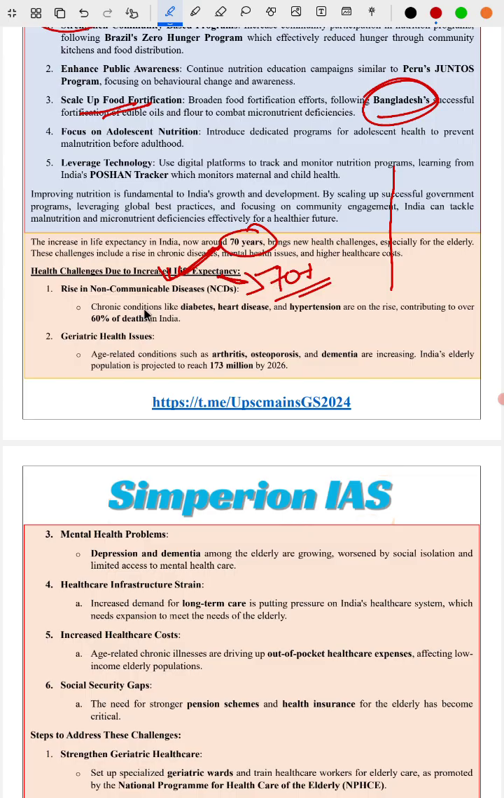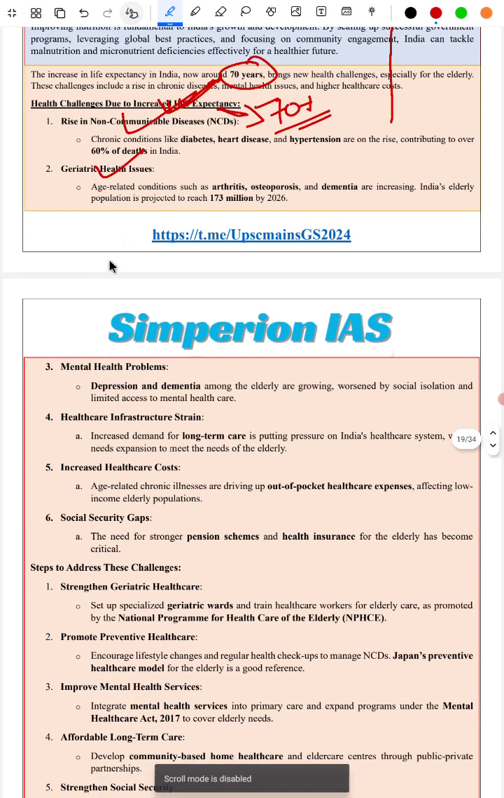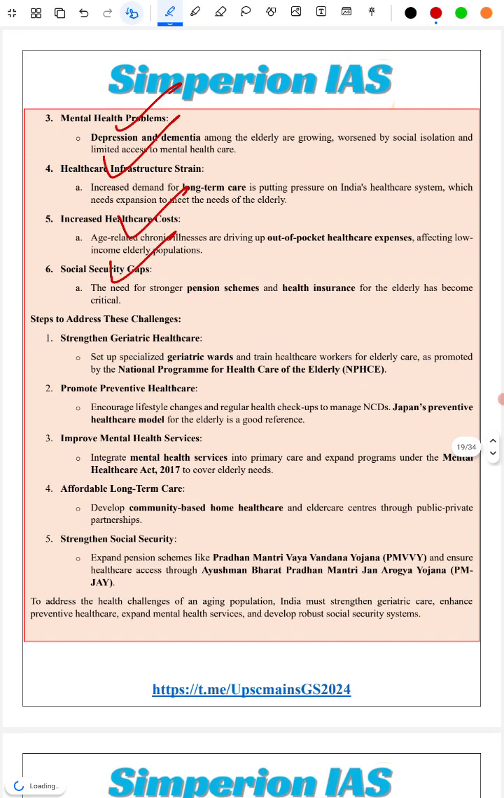With increased life expectancy, there are geriatric health issues, that is, problems related to old age or the elderly, the problem of non-communicable diseases, mental health issues, health infrastructure strain, increased healthcare cost, and a social security gap. All the people are not covered under health insurance, etc. And we have also given the steps that can be taken to deal with these problems. Again, in the way forward, we have covered 5 points.